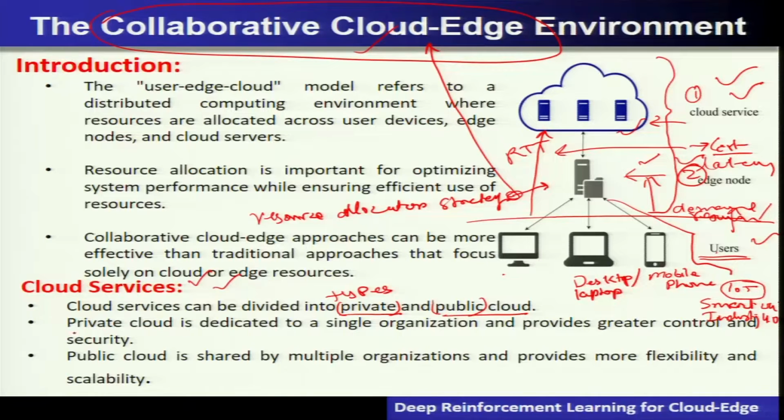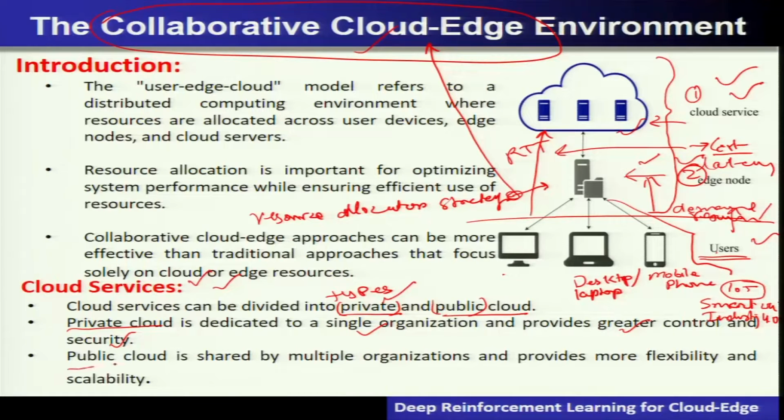A private cloud is dedicated to a single organization and provides greater control and security. Therefore it has these kinds of advantages when you do the computing at the private cloud. As you know, since it is dedicated to a single organization, it does not provide an elastic amount of resources on the premises.